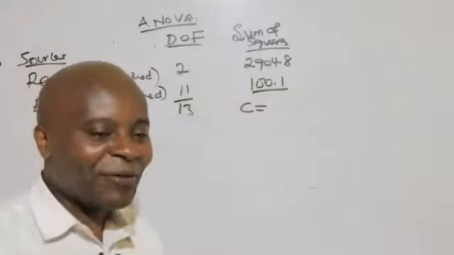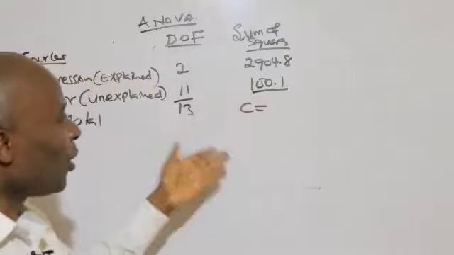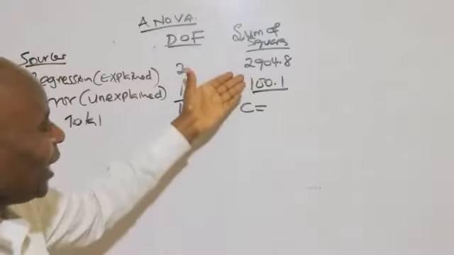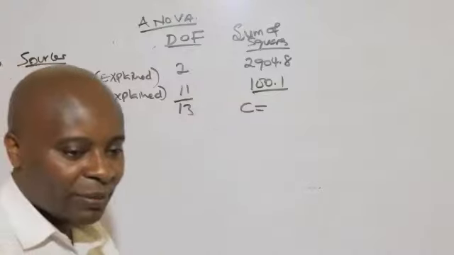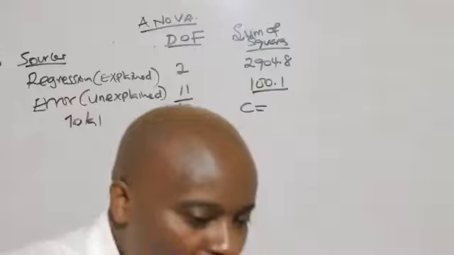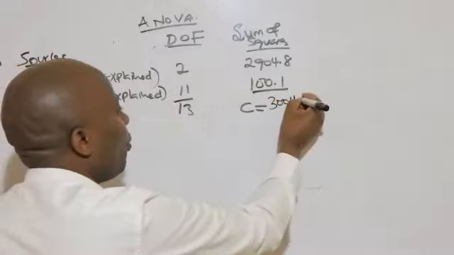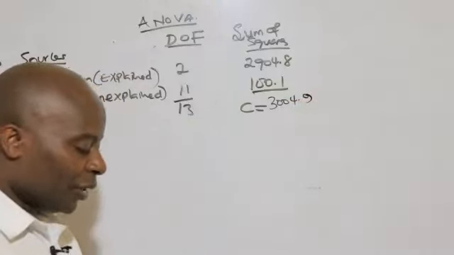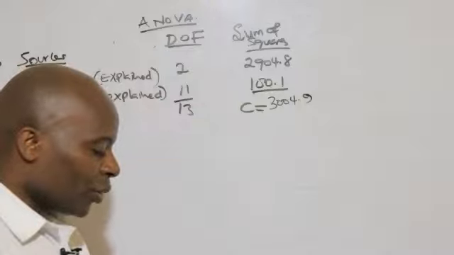Can somebody add for us there? Give us the total of these 2. What do we have? Somebody called John gives us 3004.9. Now, ladies and gentlemen, after that I will go to the next thing.